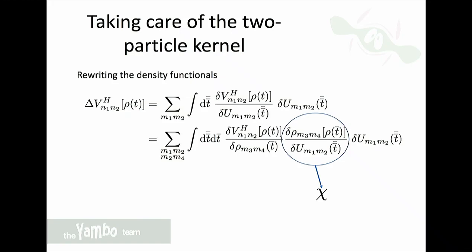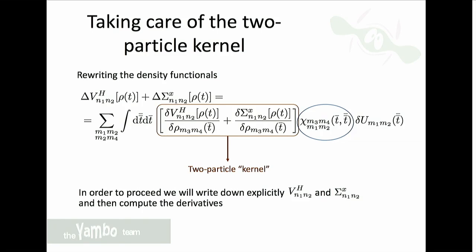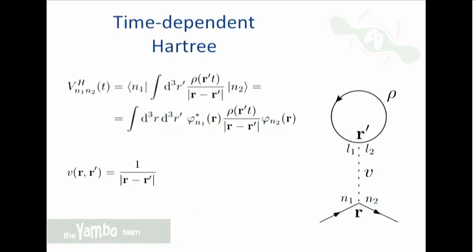This is useful because this is just a response function, so the quantity that we want. And then we are left with this quantity that we need to assess. We can do the same with the FOC part, or the self-energy part. And then for the two of them summed, we just obtain this expression. And the part in red will become the kernel of the Bethe-Salpeter equation, the one that encodes the electron-hole interaction. And now we will just compute these derivatives to get the simple form for this kernel.